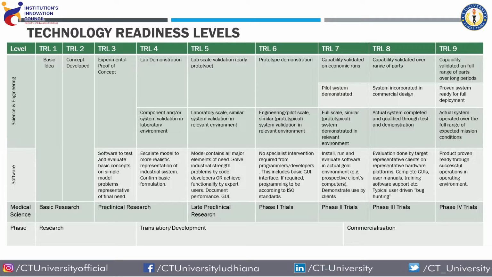So in medical science, as you can see, it's not that difficult. There are some trials, basically phase 1 trial, phase 2 trial, phase 3 trial, and phase 4 trials. So if you want to apply TRL levels, they can be applied to these medical phases. And last line, as you can see, there is a phase. And we can basically divide these TRL levels into 3 broad phases.